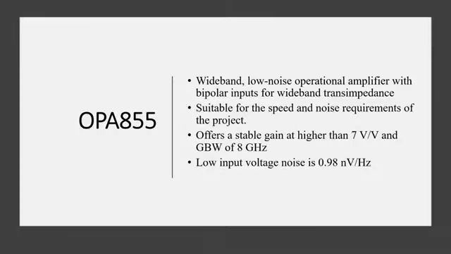The first amplifier we chose is the OPA855. It is a wideband, low noise operational amplifier with bipolar inputs for wideband transimpedance. It is suitable for the speed and noise requirements of this project. It offers a stable gain at higher than 7 and a gain bandwidth product of 8 GHz, and the low input voltage noise at 0.9 nanovolts over root Hertz.